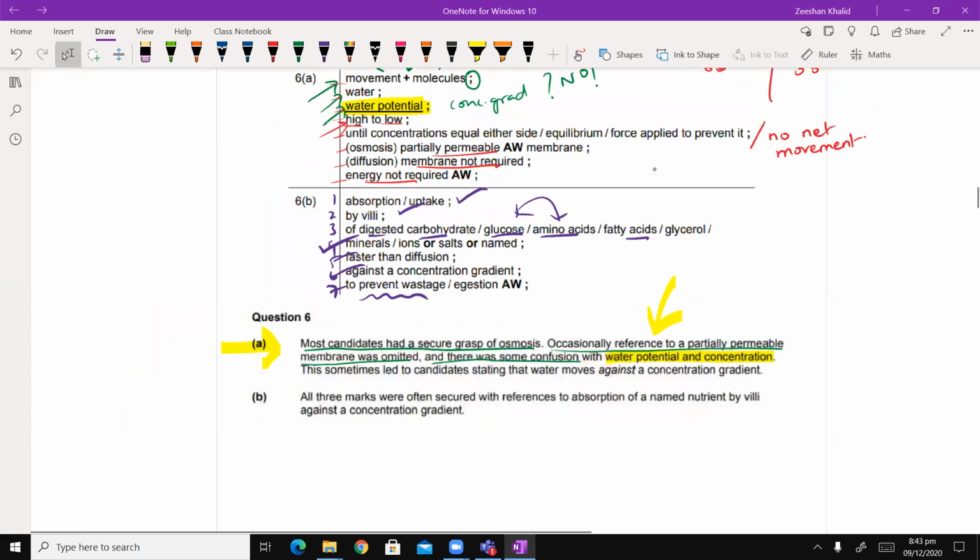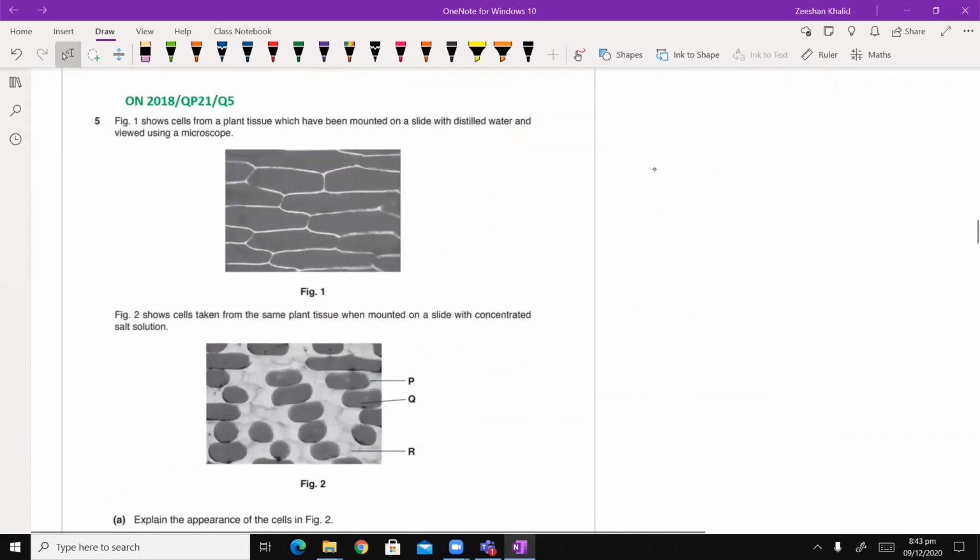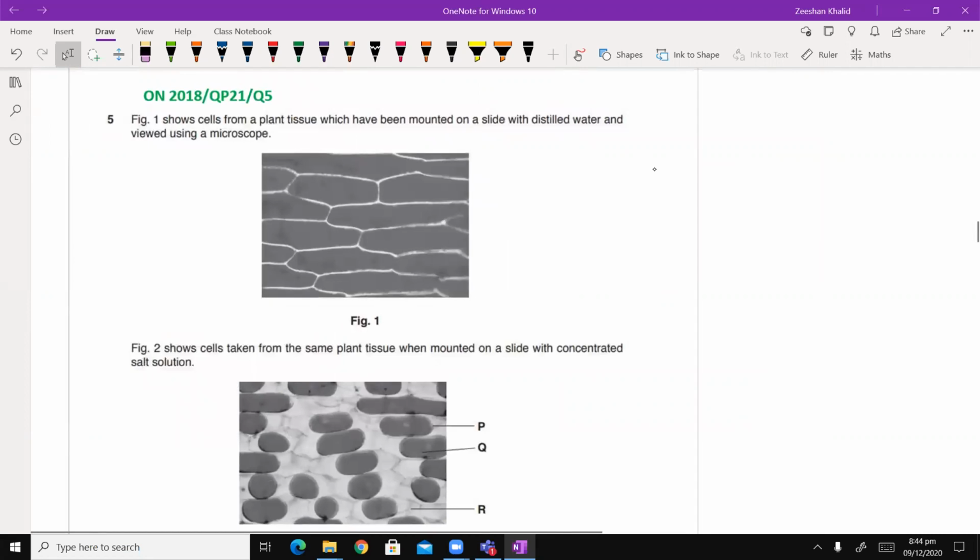चलें जी. नहीं जी, अगला क्वेश्चन है जी October November 2018. ठीक है, such a lovely question. Let's read this question carefully, बच्चों. Please pay attention. Figure 1 shows cells from a plant tissue which have been mounted on a slide with distilled water. What is distilled water? Pure water. यानी कि इसमें पानी, there's nothing except for water, and viewed using microscope. Okay, so this is a diagram in which you can see that the plant cells have been placed on a slide जिसमें सिर्फ पानी था.